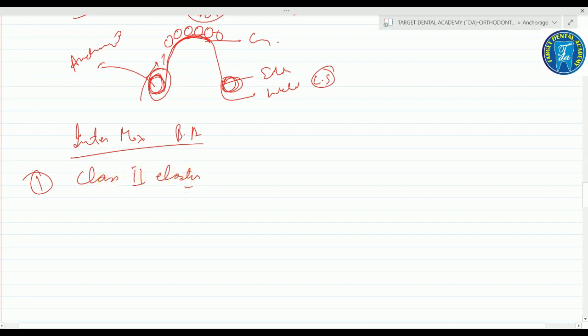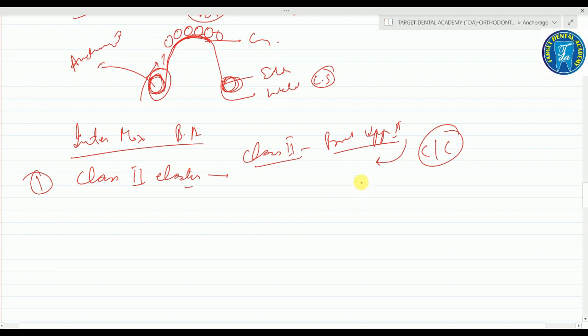First are the class 2 elastics. In class 2 cases, there is already proclination of the upper incisor. So what you want is the retraction of the upper teeth from canine to canine, right?